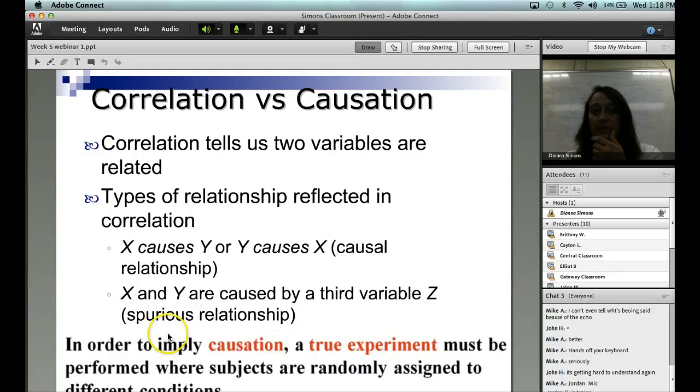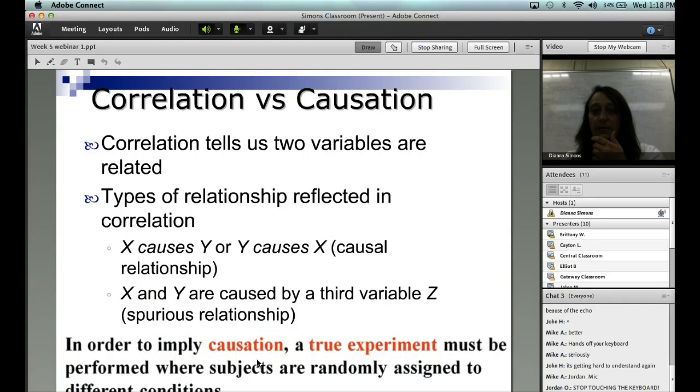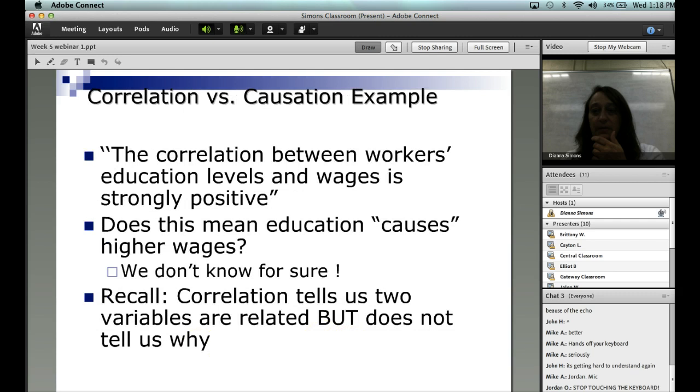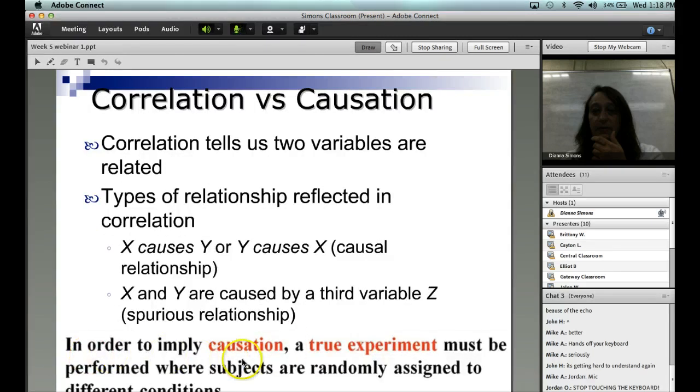It means not true. So in order to imply causation, a true experiment must be performed where subjects are randomly assigned to different conditions. So what can you think when you think about this part down here? To imply causation, a true experiment must be performed where subjects are randomly assigned to different conditions. Think about something like that. What kind of thing can that happen? What kind of experiment? What can you think about happening there? Thinking about an experiment.